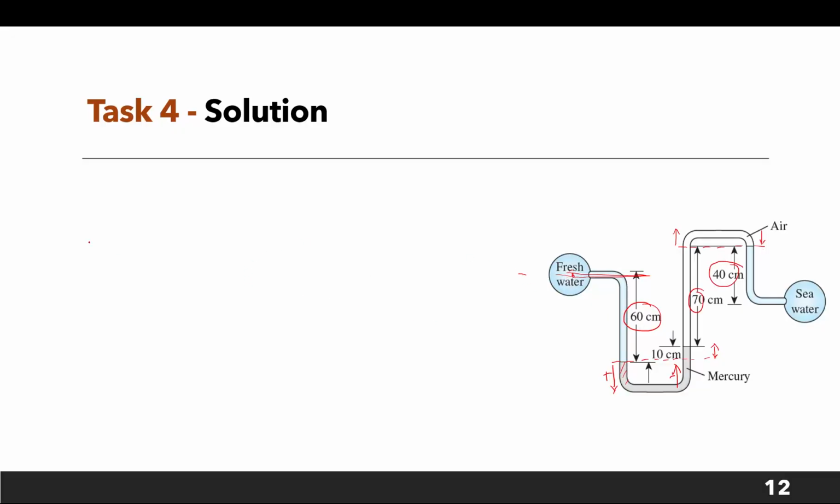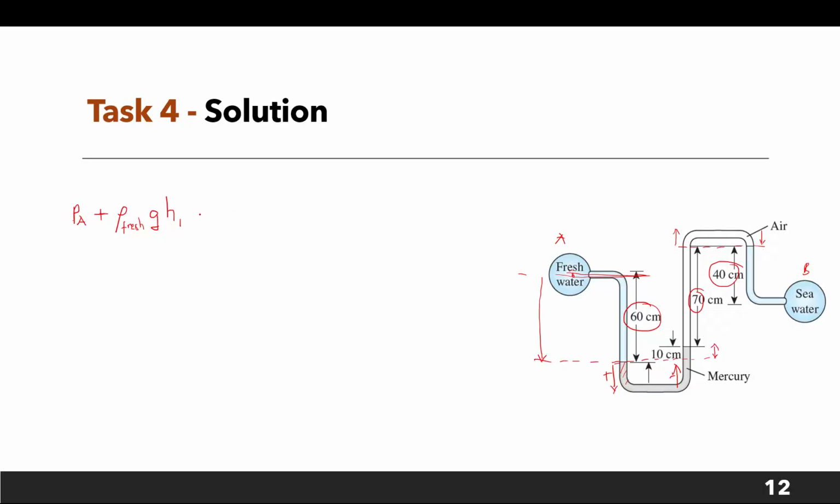So we start from fresh water. Remember I said this is A and this is B. We start with PA, then we move downward to the next interface, which is this one. The pressure will be plus, due to the weight of the fresh water. So we have the density of fresh water times g times h1. Our h1 will be the 60 centimeters.